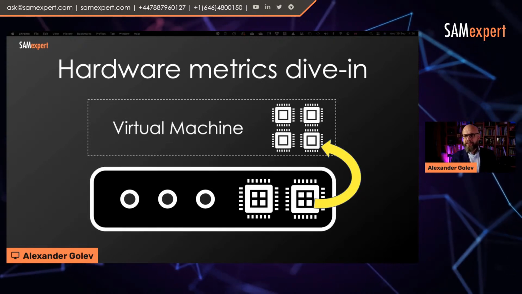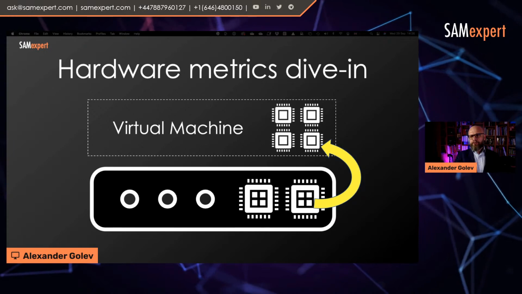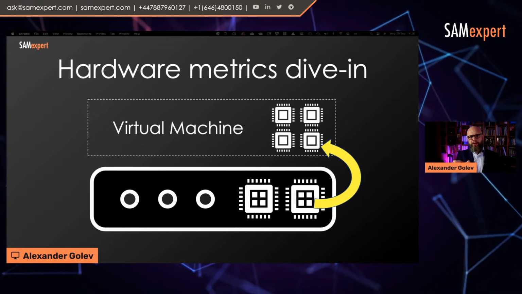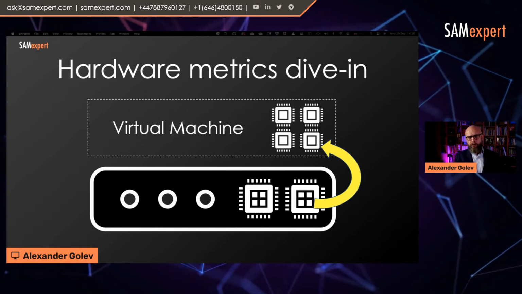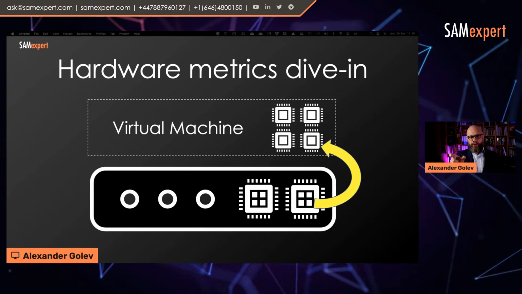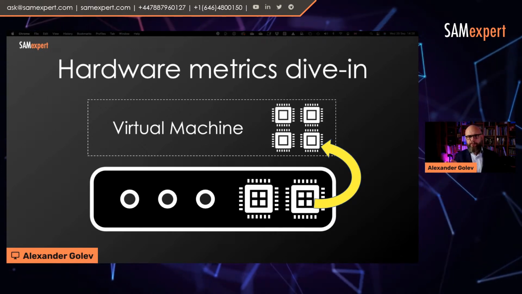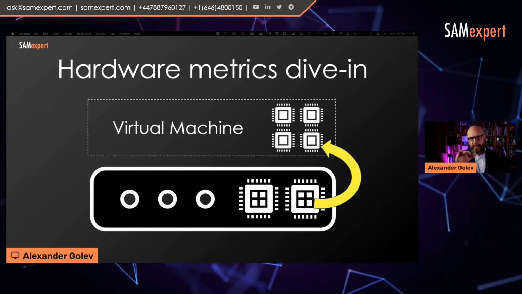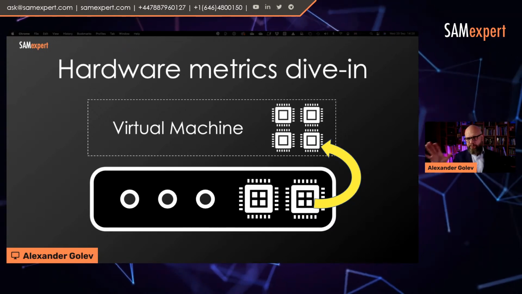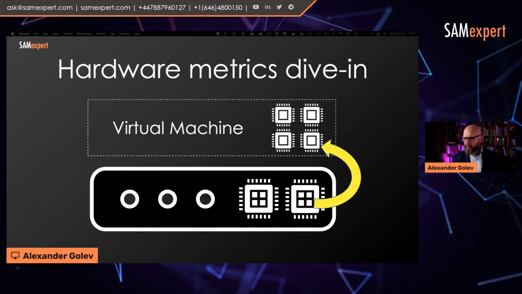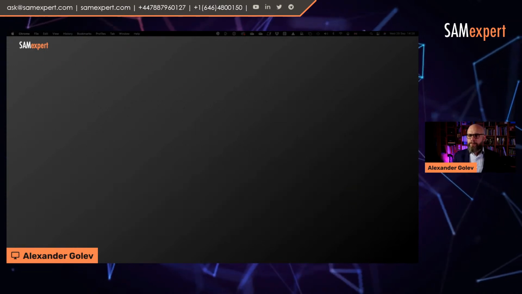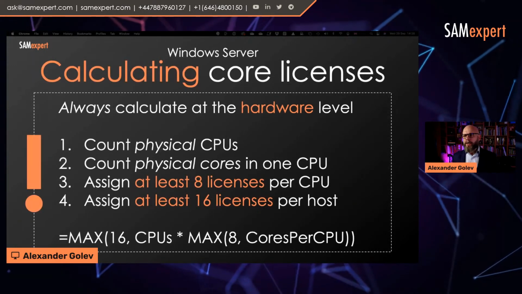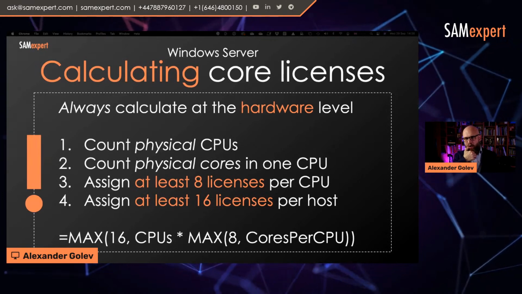And with virtual machines, usually a virtual processor is a replica of a physical core on the hardware server. Usually, there may be exceptions. I'll try and touch on them, but I'd like to keep this training simple. There's enough material here anyway. So, how do you calculate core licenses for Windows Server?